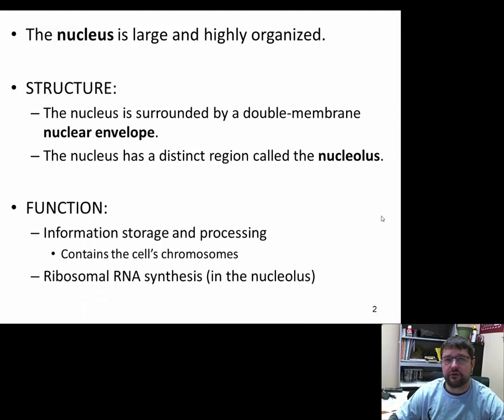So what's the function of the nucleus? Okay, most people know this. It's the place where information is stored. Okay? What kind of information? That's the information that is utilized to construct proteins.